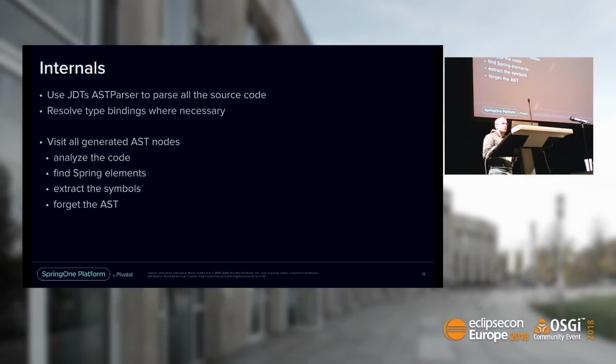Internally, we parse Java code. So the language server runs side by side with your editor, and it parses Java code, generates the AST behind the scenes, resolves the type bindings, and walks through that AST and analyzes all the annotations and the elements and tries to find the Spring spots in your source code.